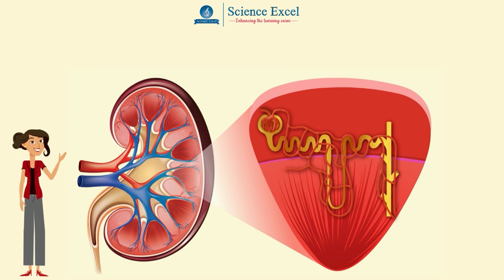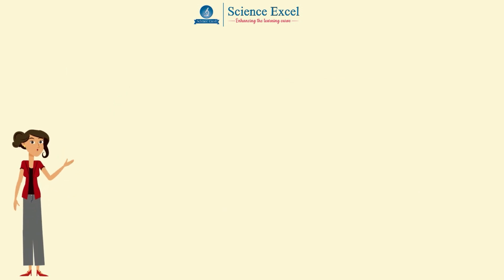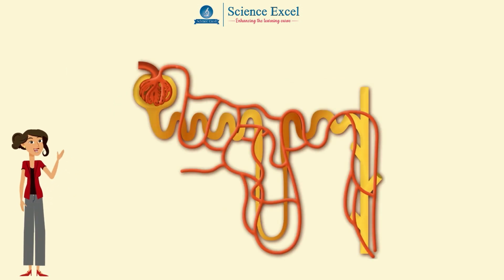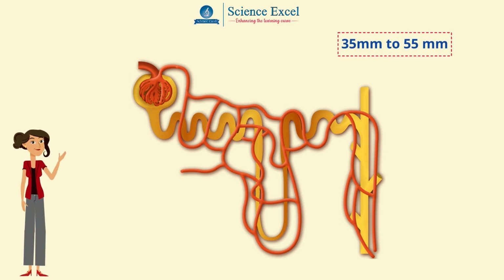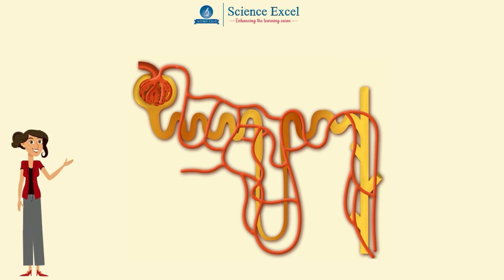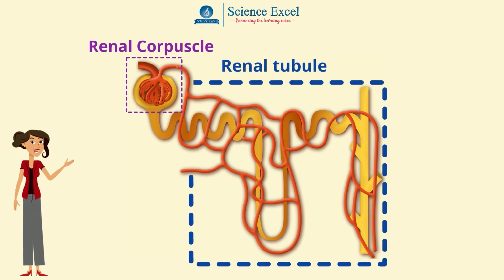Each nephron begins in the cortex, loops down into the medulla, back into the cortex, and then goes down again through the medulla to the pelvis. In the pelvis, all such tubules join up the ureter. Now let us explore the structure of the nephron. Each nephron is a long tube-like structure, its length varying from 35 to 55 millimeters. A nephron is made up of two major portions, renal corpuscle and renal tubule.